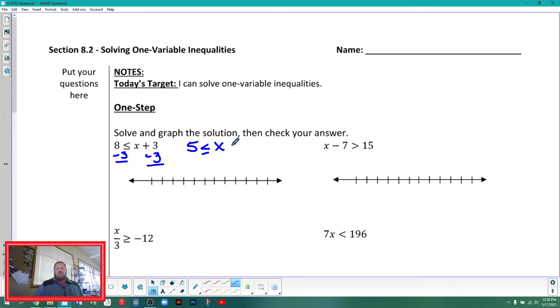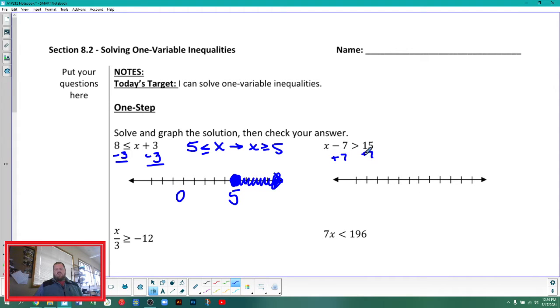Now, one thing that a lot of people like to do is to rewrite this as x is greater than or equal to 5. It's just very helpful because that way when we read it, we can tell that we're going to need 0, 1, 2, 3, 4, 5. 5 being right there. Greater than or equal to is a filled in circle, and we're shading to the right. And there we go.